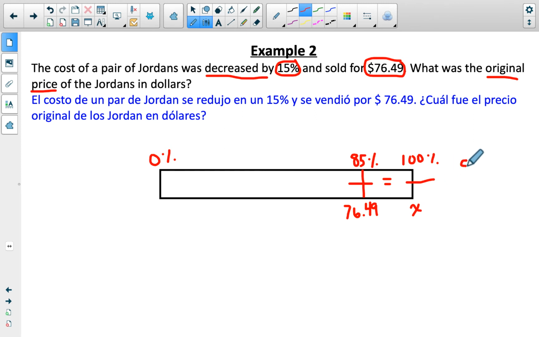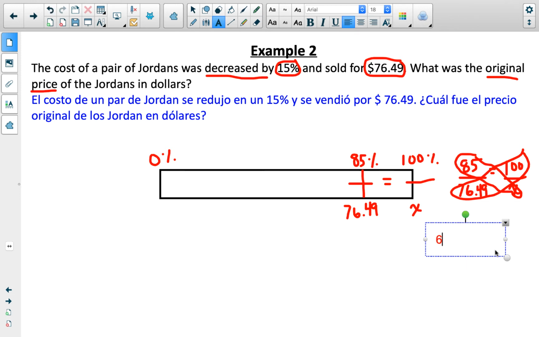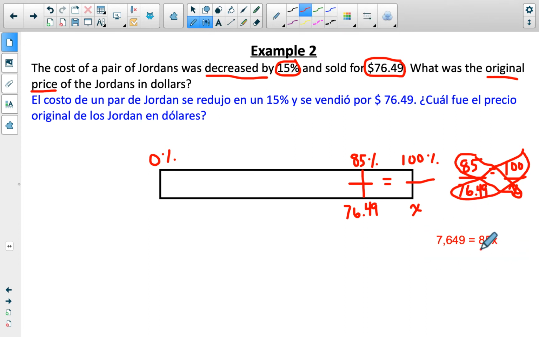So what I have is 85 in my numerator on the left, 76.49 in my denominator. And that's going to equal the 100 over x. Once again here, I'm going to cross multiply. So that's going to get 7,649 equals 85x. You divide both sides by 85 to solve.